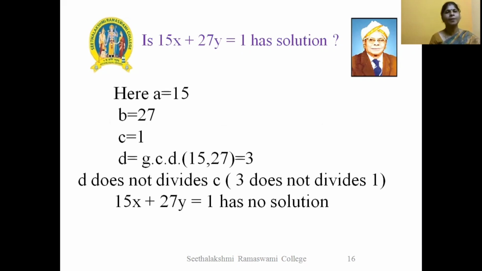Does 15x plus 27y equal to 1 have a solution? Using the linear diophantine equation, we can say it has no solution, because comparing with the linear diophantine equation, a is equal to 15, b is equal to 27, c is equal to 1, and the GCD of 15 and 27 is equal to 3, and 3 does not divide 1. Therefore, it has no solution.